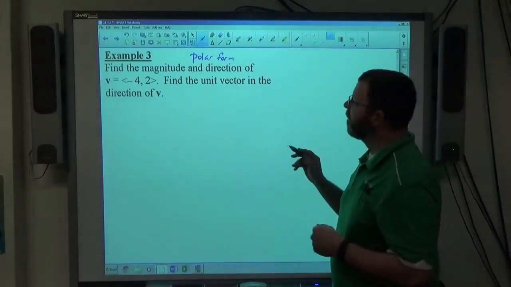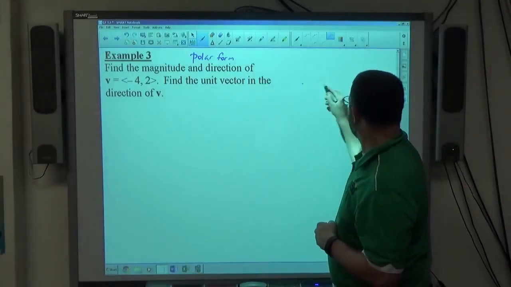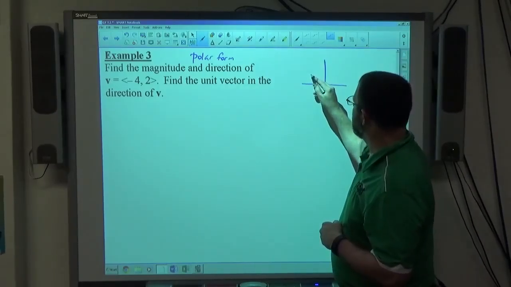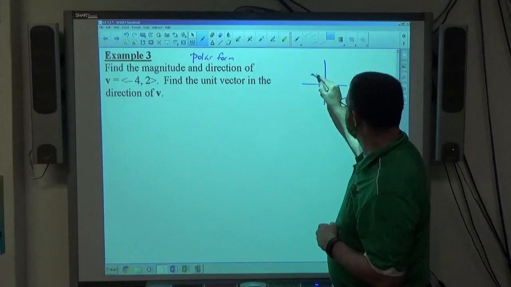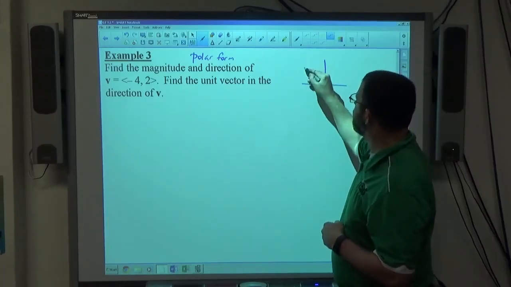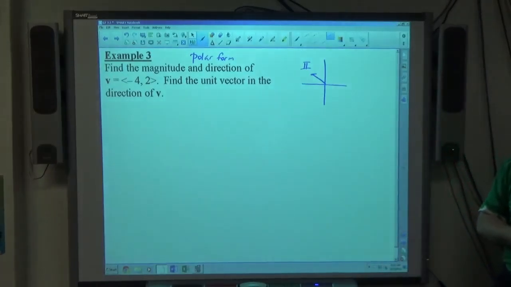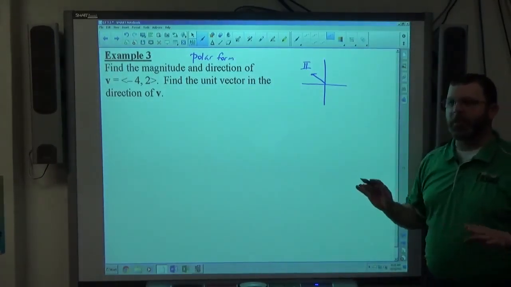So if we look at vector v, real quick, start off with its position: negative 4, 2 puts me over here somewhere. That's what negative 4, 2 looks like. It puts me squarely in quadrant 2. That's the only reason a minus sign is important in this process: which quadrant are you in? Other than that, minus signs don't matter.